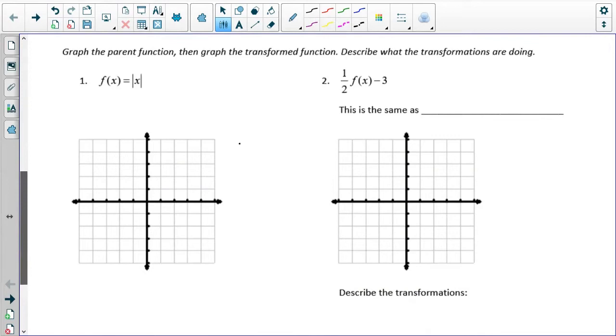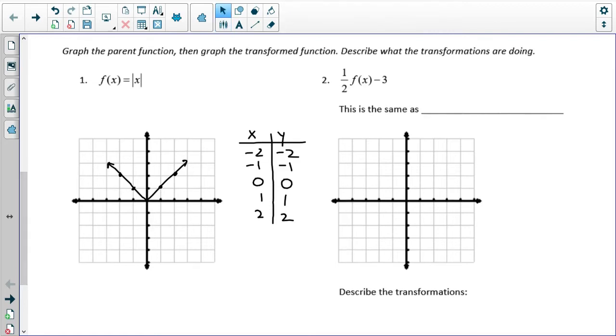So y equals absolute value of x. If I remember what this looks like, I'm going to just plot some points. So it looks like a V. We remember this from yesterday, hopefully.